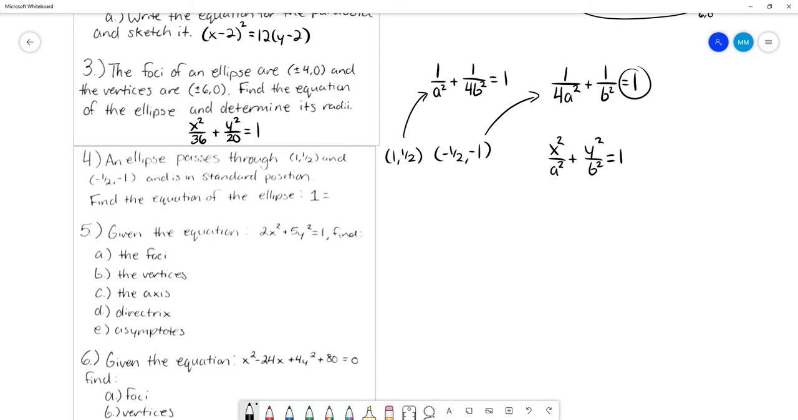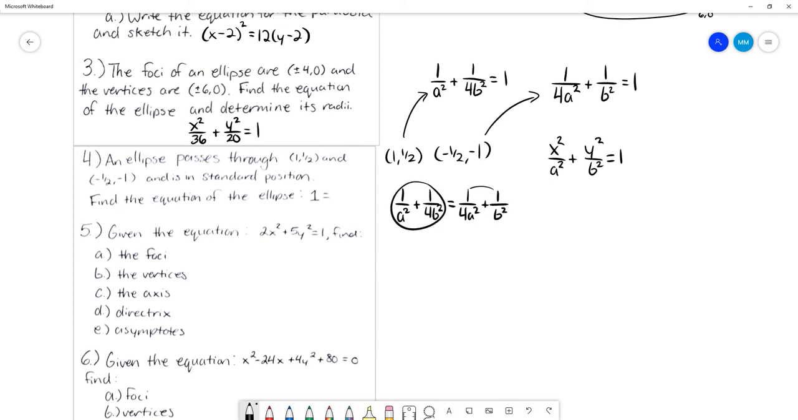And now because these are both equal to 1, I can set this equal to this, because they should be equal based on what we just found. So I'm going to set them equal to each other, and I'm going to try to get one of these variables in terms of the other. And you'll see what I mean as I do this.